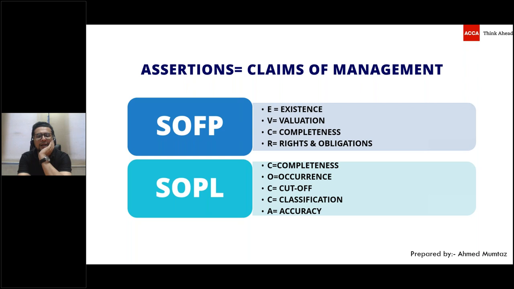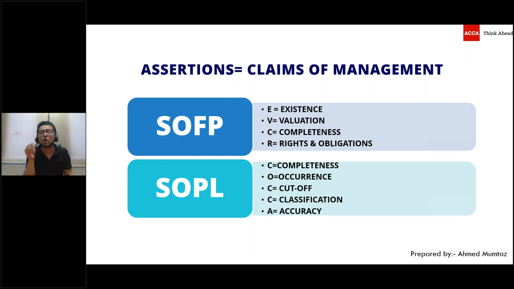Normally speaking, the management might recognize an asset which does not exist for real. The company might recognize an asset at a value which is not the true or the fair value. They might overstate the valuation of the assets. They might understate the valuation of the liabilities. They might not want to recognize a liability which exists for real. So they will compromise on completeness when it comes to liabilities.